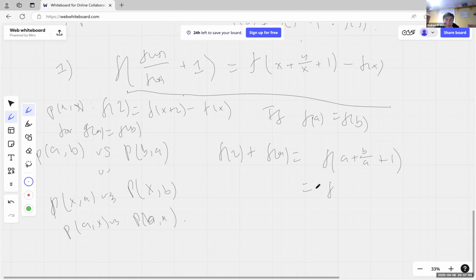So if we do this, where we plug in P of a comma b, you'll notice that once you move it over, this is actually going to be the same as if you plugged in P of b comma a, right?